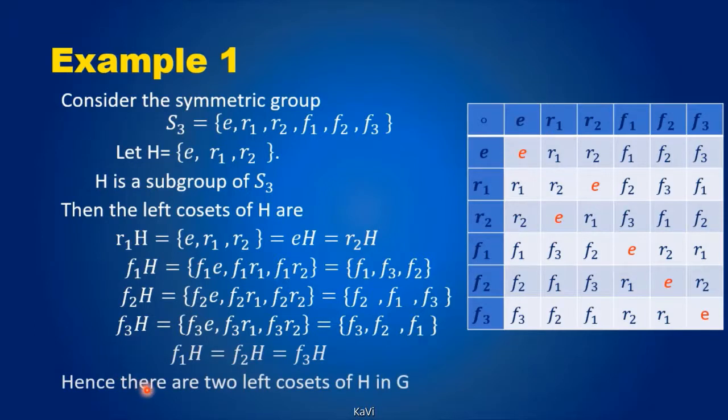So there are only two left cosets of H in G. One is {E, R1, R2} and the other is {F1, F2, F3}. All these three left cosets are equal, so we have only two left cosets. Here we can note that each of the left cosets has an equal number of elements, and also that these two left cosets are disjoint. So when you consider two left cosets, either they are identical or they are disjoint. They don't have any elements in common.